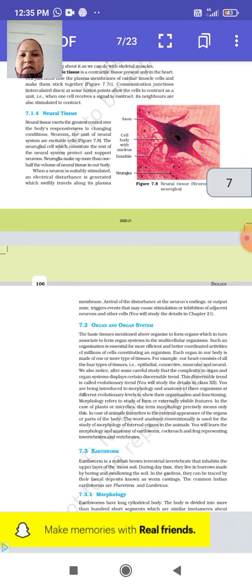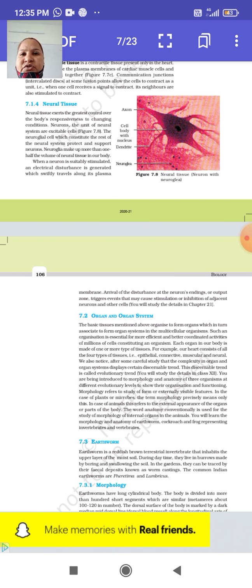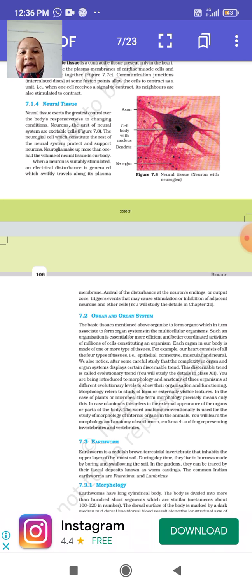Next come neural tissues. Neural tissues exert a great control over the body's responsiveness to changing conditions. Neurons are the structural and functional unit of the nervous system. These are excitable cells, which means if any stimulus is given to these cells, they are excited. The neuroglial cells, which constitute the rest of the neural system, protect and support neurons.